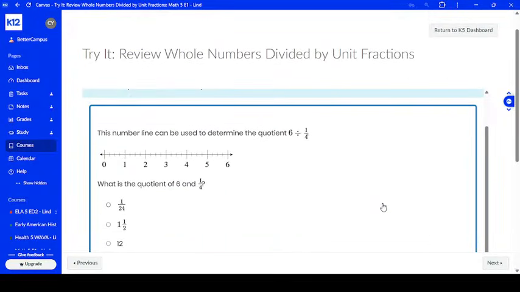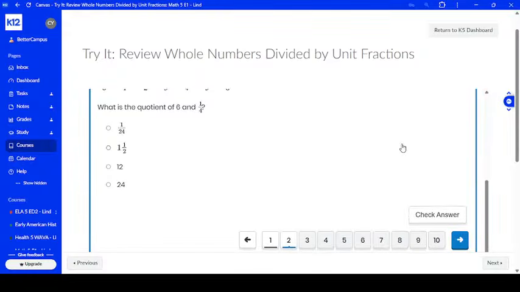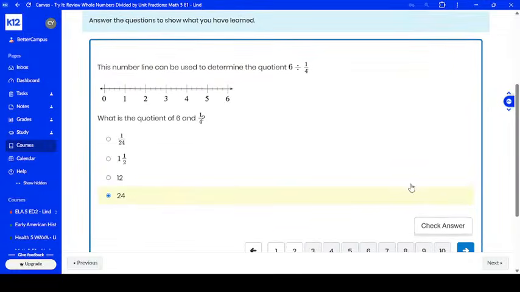This number line can be used to determine the quotient 6 divided by 1/4. What is the quotient of 6 and 1/4? Is it A, 1/24, B, 1 1/2, C, 12, or D, 24? You have 5 seconds to answer. 5, 4, 3, 2, 1. The answer is D, 24.